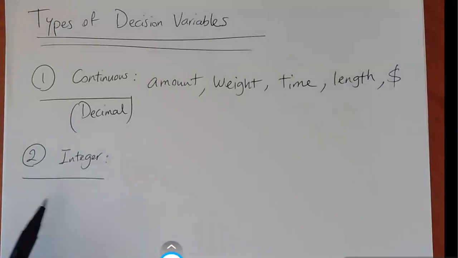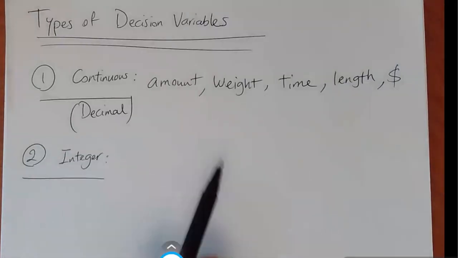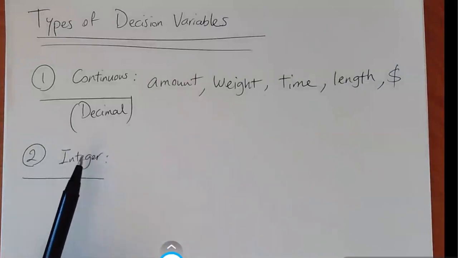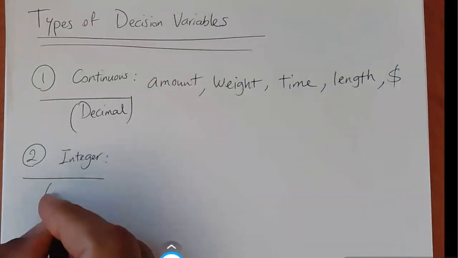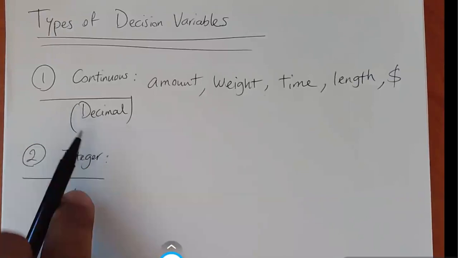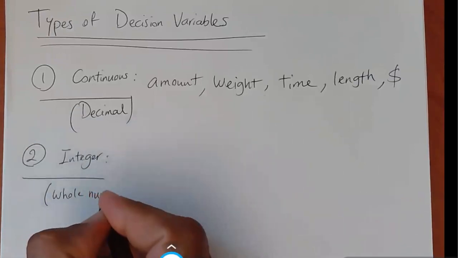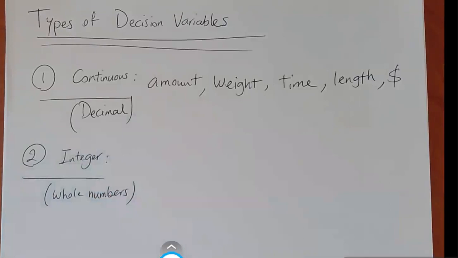And the next category is integer. So let me talk about this one, and then I'll come back to the continuous real quick, because there is an exception to the integer examples where we can assume that they're continuous. Integer, those are going to take whole numbers. They can't take decimal numbers, right? And by whole number, I mean they can be either 0, 1, 2, 3, and so on, right?